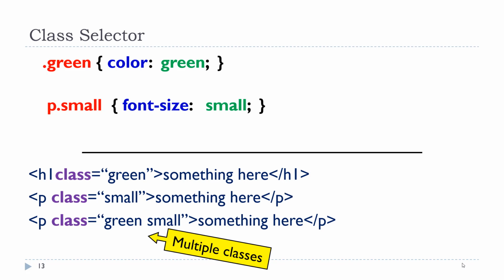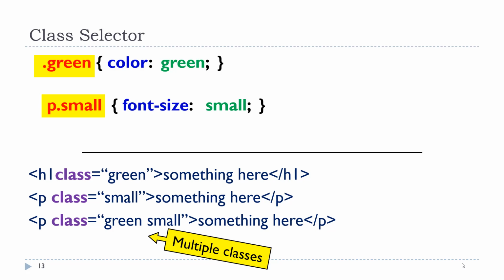We have a class selector, and I have two examples of how the class selector could be used. Let's first look at the HTML code. Inside each of these three elements, I have a class attribute. That is an HTML attribute. It is set to a value, and that value is the name of the class. In the CSS coding, that name of the class is preceded by a period. That is how we apply that style to the class.